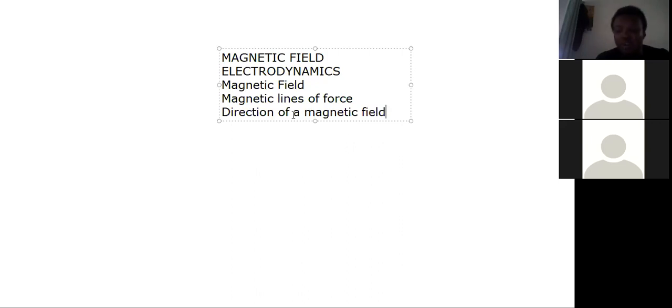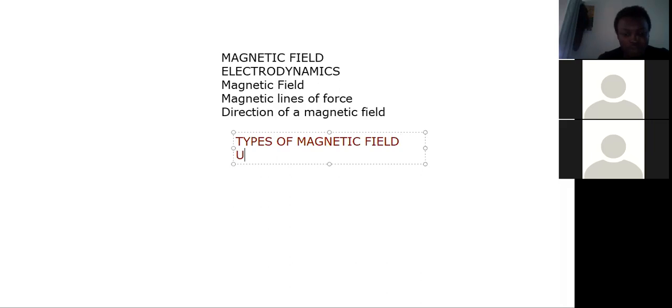Now from there we are going to consider the types of magnetic fields we have. We have basically two main types of magnetic field. The first one is the uniform magnetic field, and we have the non-uniform magnetic field.